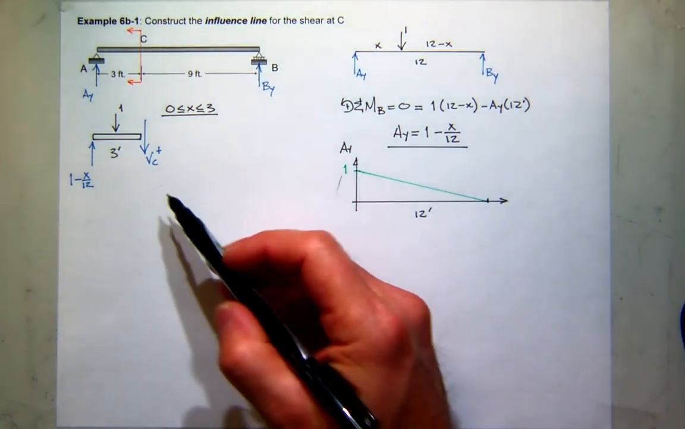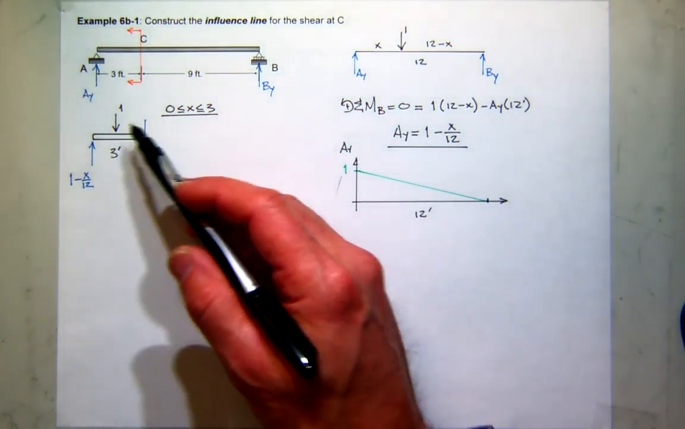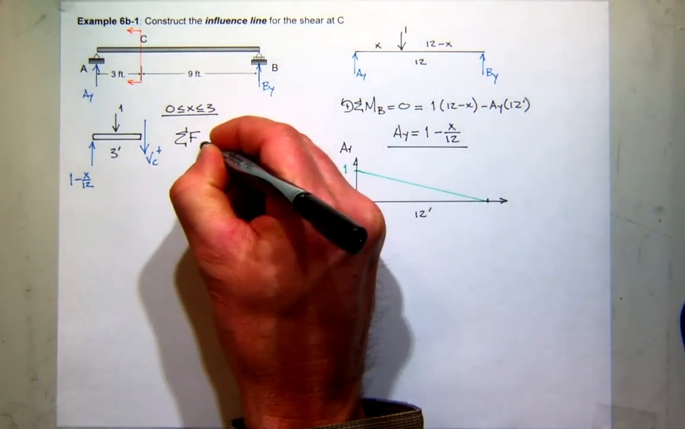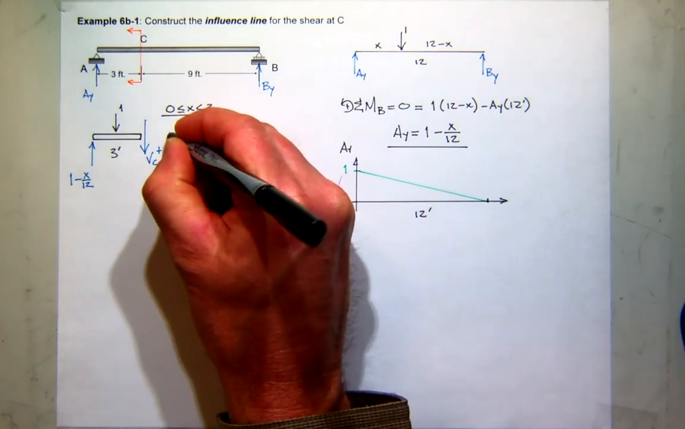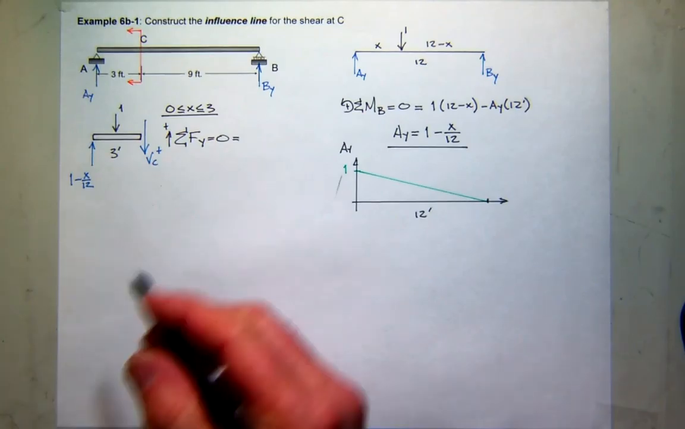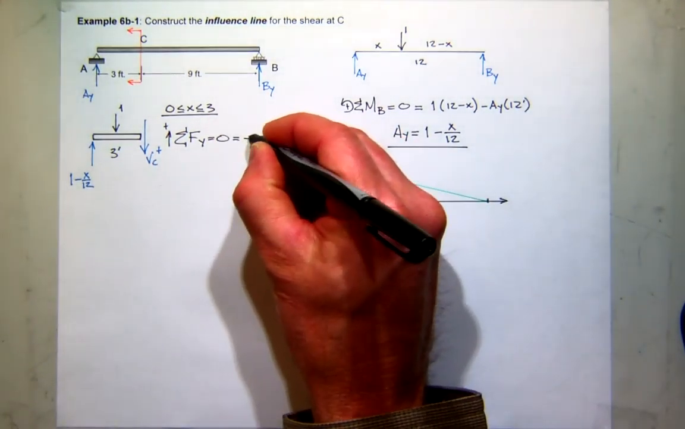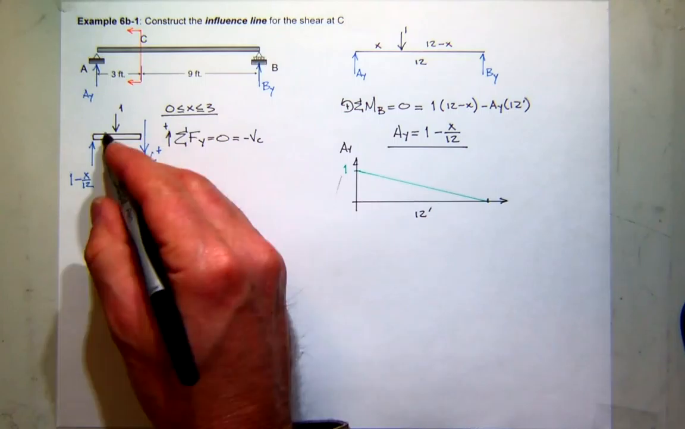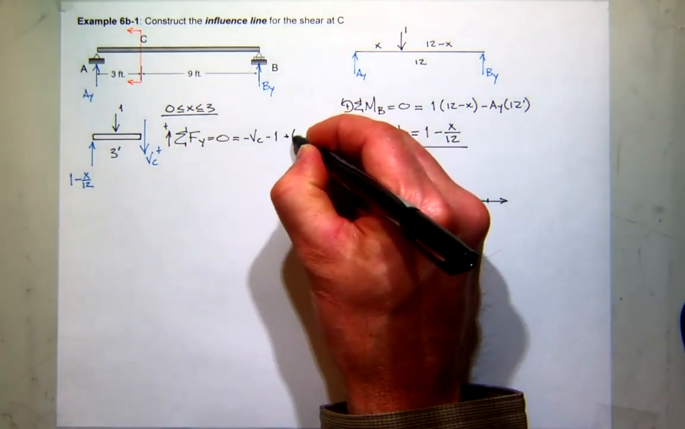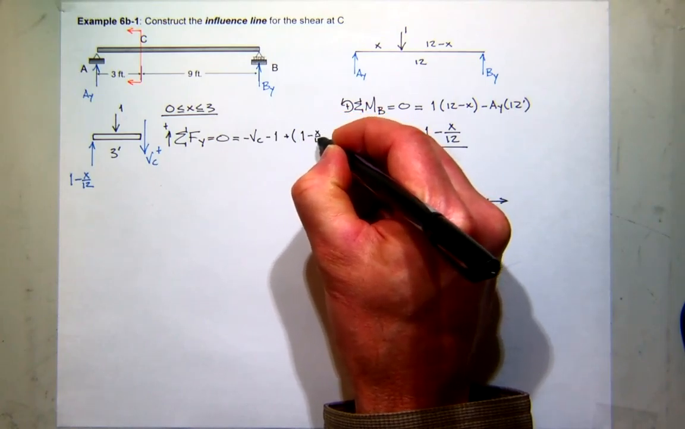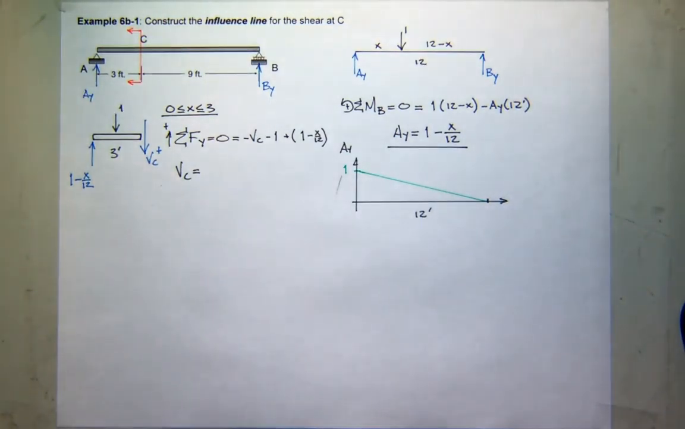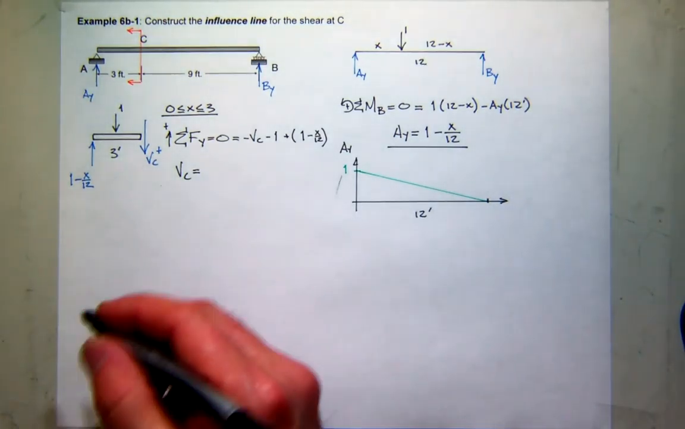Now, since I'm going to find the shear, I'm just going to sum forces, so I don't really care about its position. So when I sum forces in the y direction, I'll assume up is positive. What do I get? Well, my shear is acting down. 1 is acting down. And this is acting up. So that would be plus 1 minus X over 12. So solve for the shear at C, and what do you get? Negative X over 12.